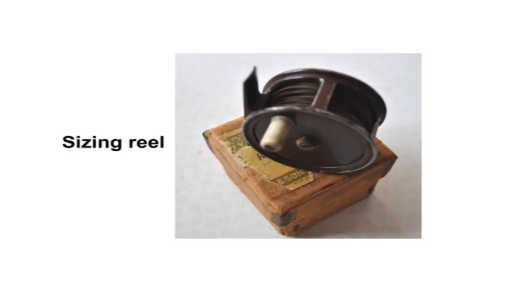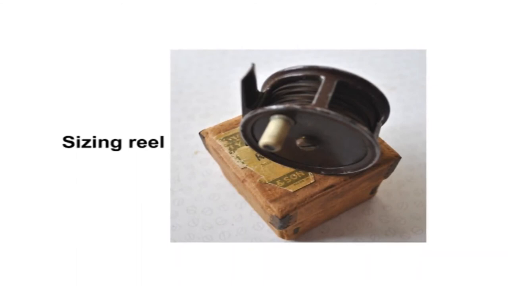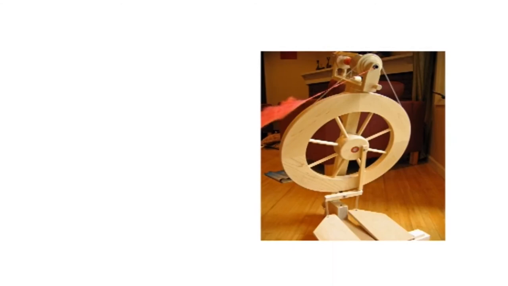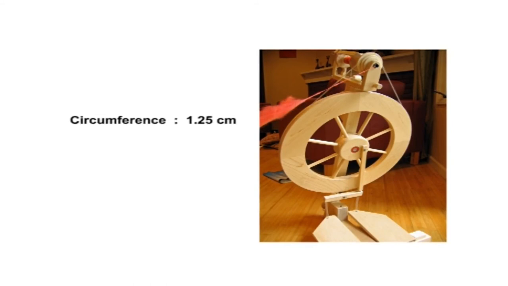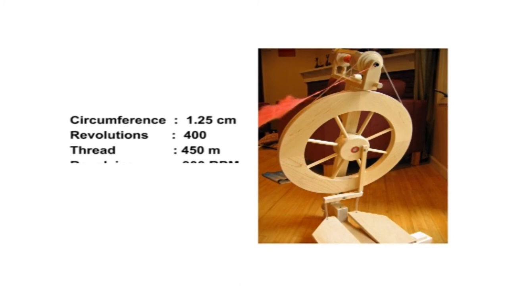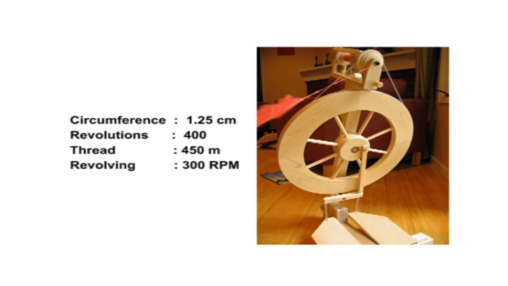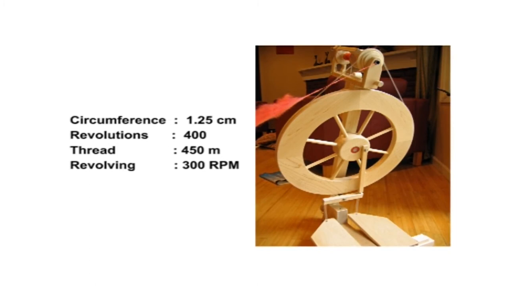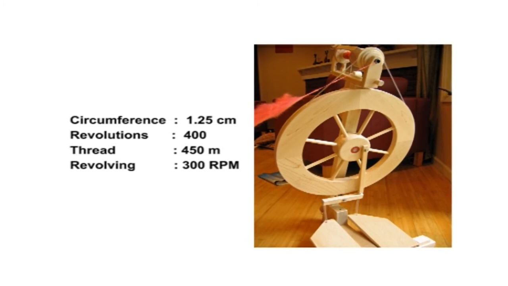Size test is done using a sizing reel. The deviation of the skein from standard skeins is tested. The machine for making the sizing of skein has a reel of 1.25 cm in circumference, where 400 revolutions yield 450 meter of thread. It revolves at a uniform speed of 300 rpm, that is, revolutions per minute, and is provided with a dial showing the number of revolutions and equipped with an automatic stop motion to stop the reel immediately in case the thread breaks or when the skein is complete.